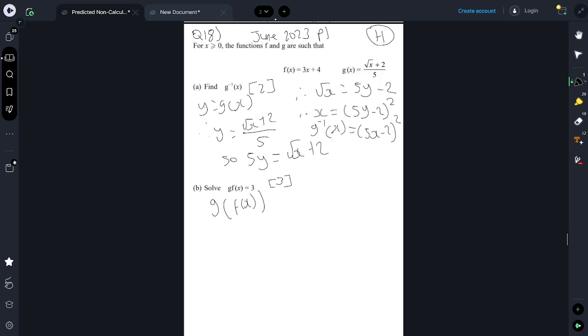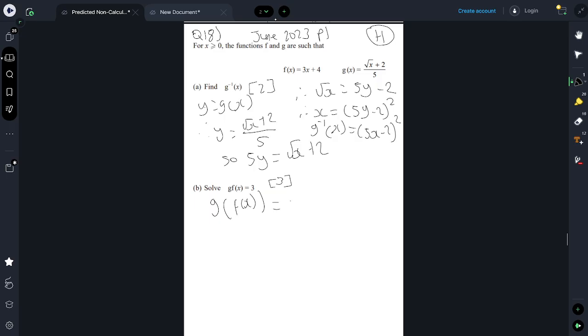It's g of f of x. Notice there's no bracket after the g, so that means we're substituting f into g. There's like a hidden bracket here. You just need to be aware of that as you practice. That's composite functions. Okay, so that's what we're going to do.